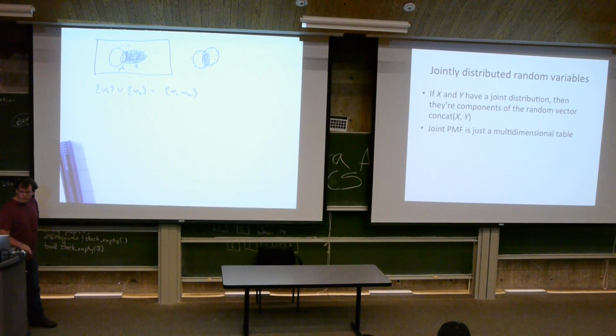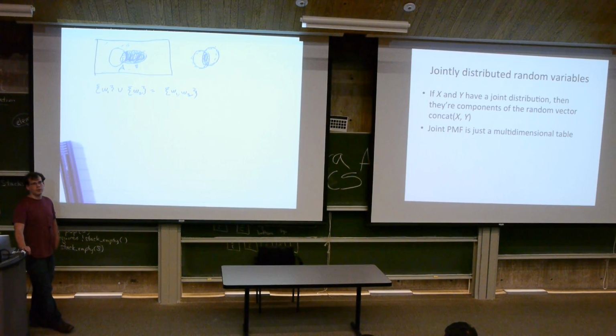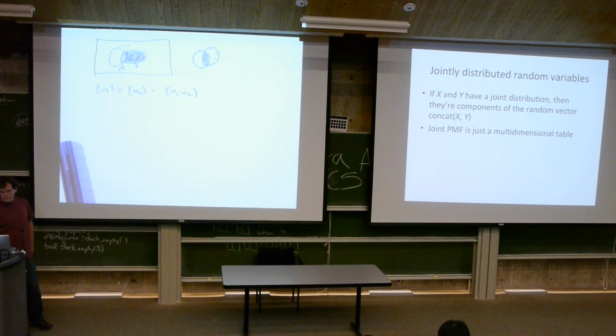OK. If you have more than one random variable and they're jointly distributed, so the values affect each other, like for example the XOR example we had earlier, then you can think of the two different random variables as components of a single random vector. So if you have 2 coin flips, you can think of them as components of a random vector that has 2 elements, where the first one is 0 or 1, the second one is 0 or 1. And then the PMF on that is a multidimensional table.